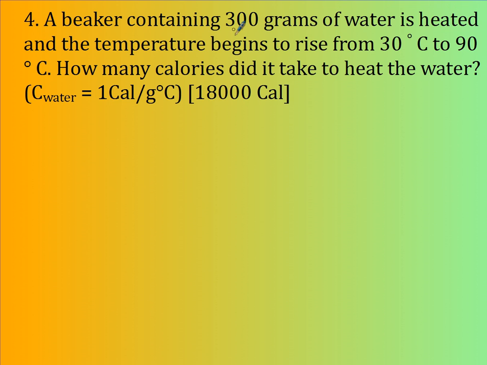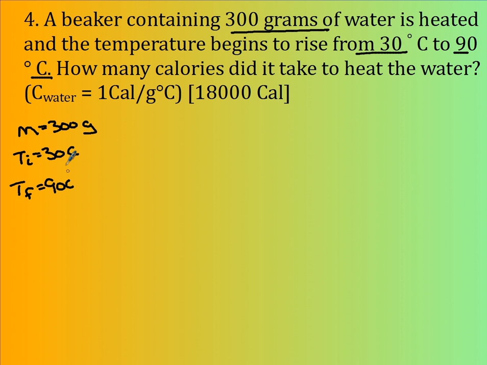Now, suppose you have a beaker that has 300 grams of water and it's heated. Well, 300 grams is going to be the mass, so M is 300 grams. And the temperature rises from 30 Celsius, so this is your initial temperature, to 90 Celsius. This is obviously going to be my final temperature. How many calories, so this is the heat, did it take to heat the water? And you'll see I was given C as 1 calorie per gram Celsius.